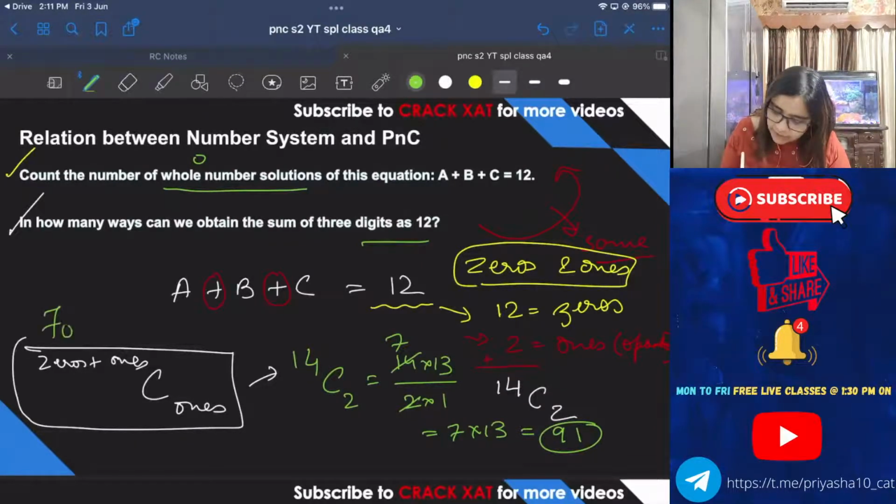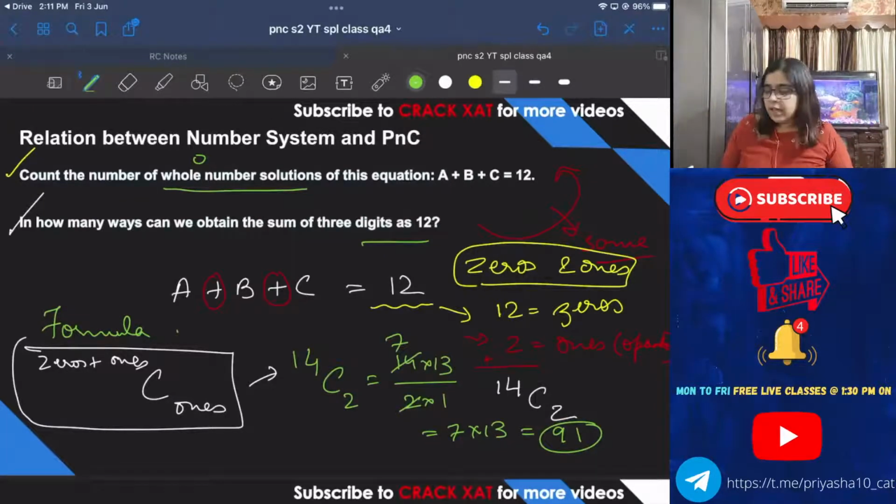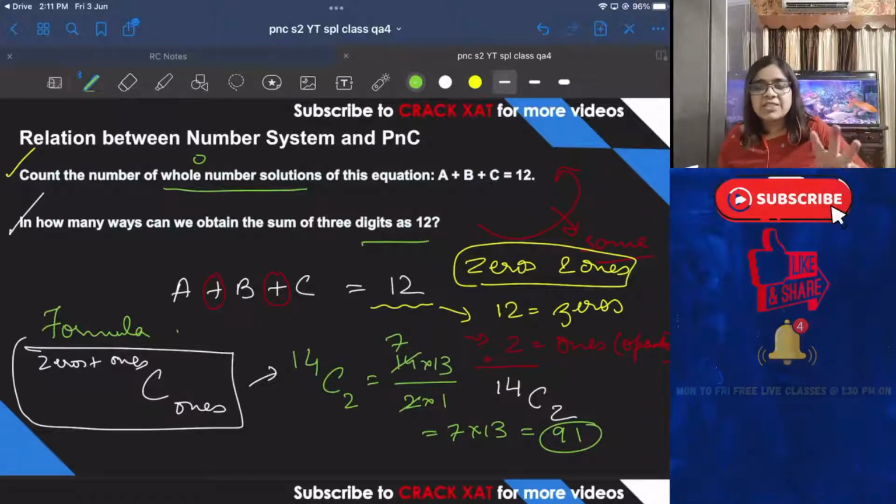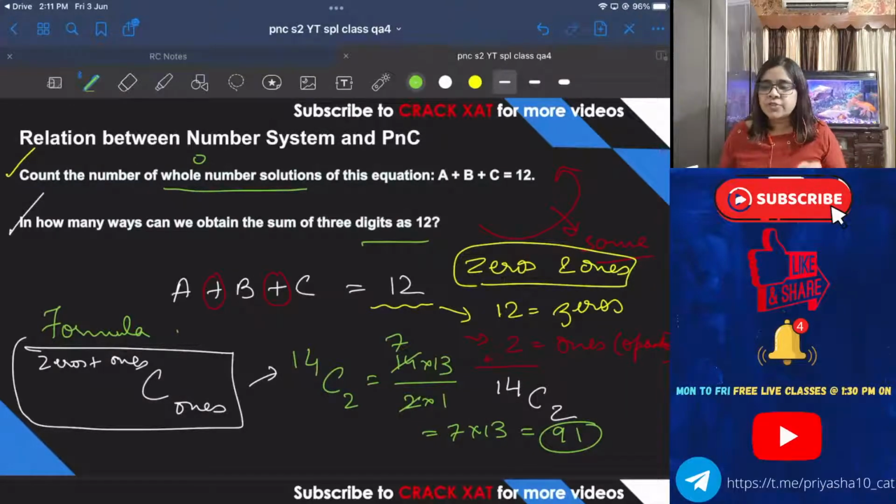This is the formula if you want to remember, or just keep it in your head, that you have to find out the number on the right side. Perfect, very good, thank you. Keep the number on the right side, that is 12, that is your number of zeros. Check the number of operators on the left side, the number of pluses, take that 2, then add them up. Total is 14 things which we have taken, and out of that we need the number of ones, that is 2. So 14C2 gives you the answer.